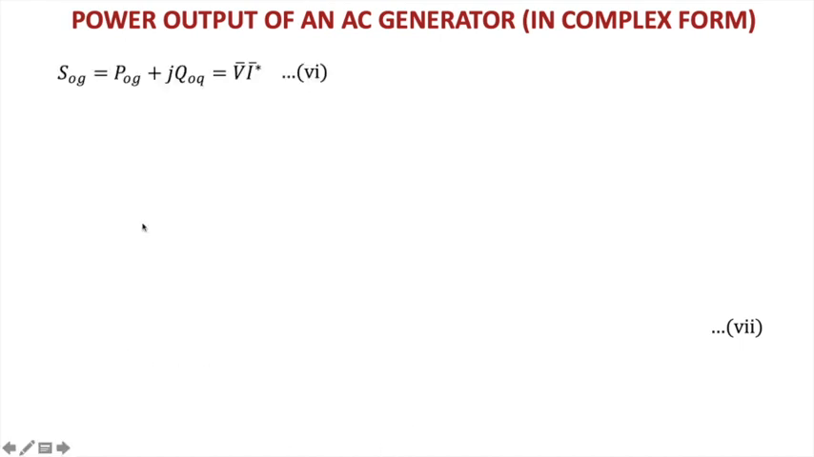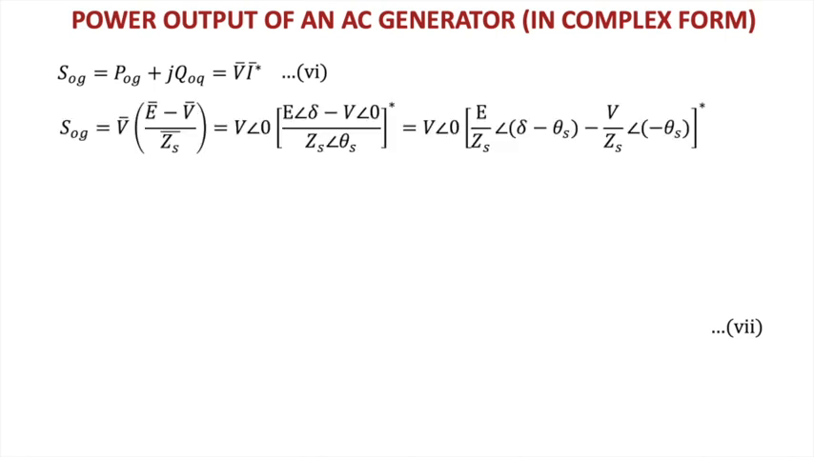Now what is the power output of an AC generator? We'll first derive it in the complex form, and then we'll calculate the real and the reactive power separately. That is given as P plus jQ, which will be V into I conjugate. Now why do we take I conjugate? Because if we just multiply V and I, the angle will be additive, so it won't be the angle between the voltage and the current. Hence when we take the I conjugate, the actual angle between the voltage and the current is taken into consideration, and that is what is related to the power factor.